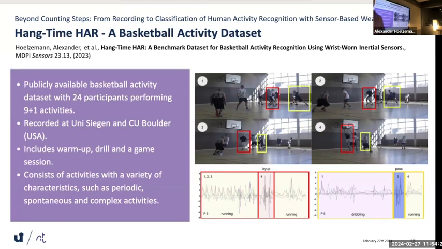However, in the game situation, you need to improvise. You are contested, you need to fake a shot, you need to fake a pass, for example. You need to dribble around the player. So the data that is produced in a game session, or in an uncontrolled environment, is always different from the data recorded in a controlled environment. We also included activities with a variety of characteristics, which are periodic, spontaneous, and complex activities. I will later tell you what this means exactly.